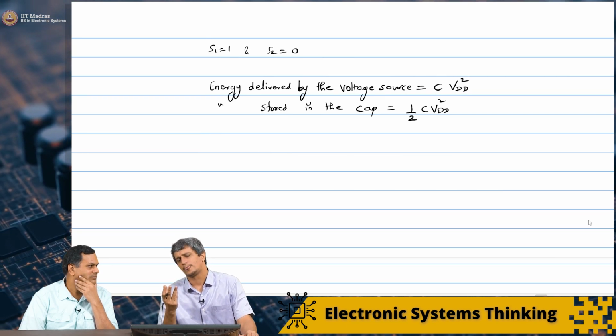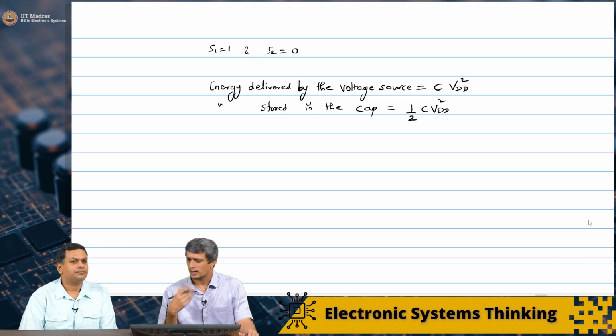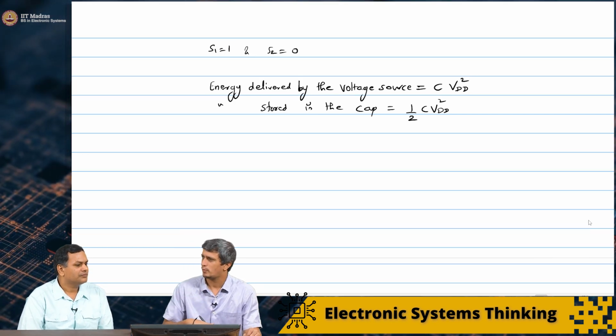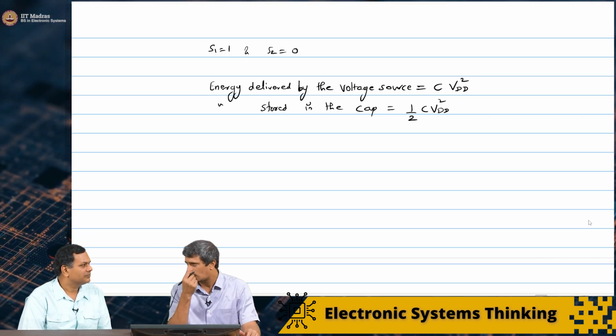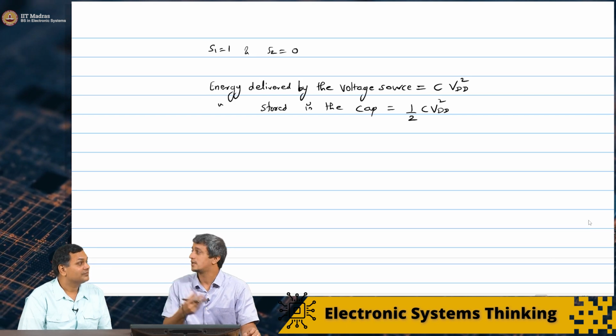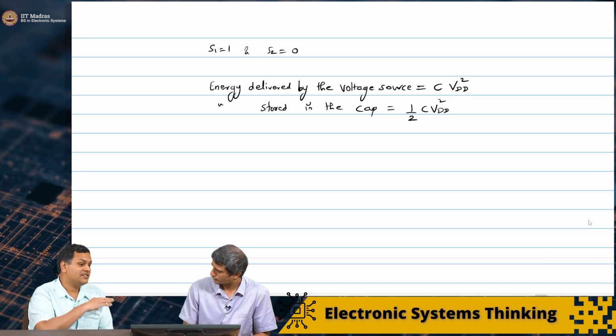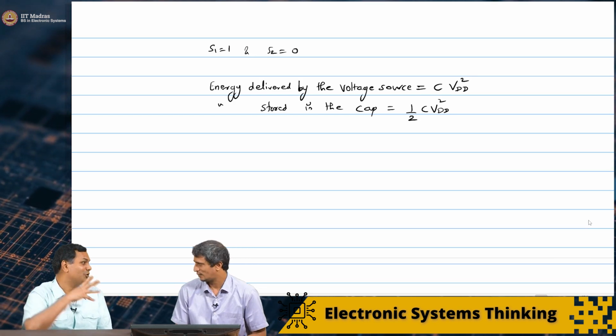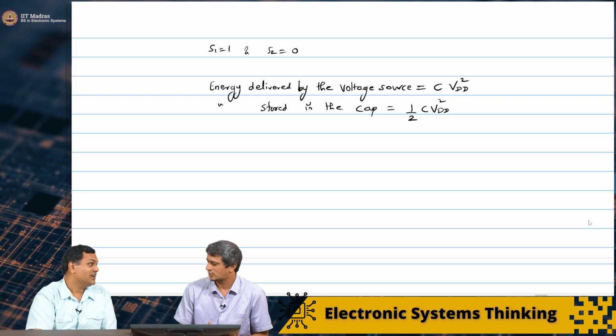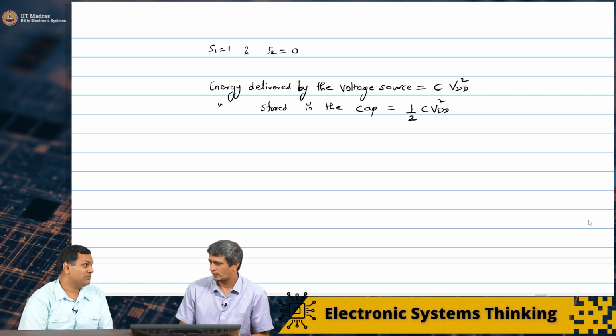So now, what happens to the energy? Can we plot the power? Should we be plotting power as a function of time, or energy as a function of time of the capacitor? Well, energy we have integrated. These energies are to infinity, so we cannot plot it as a function of time. We can plot the power as a function of time.